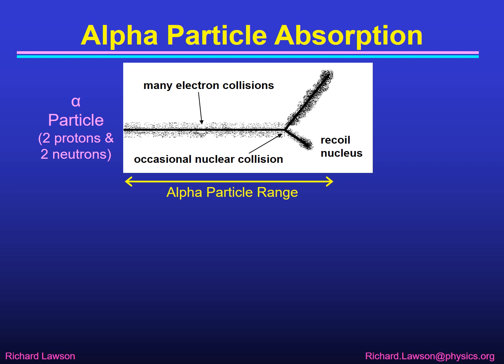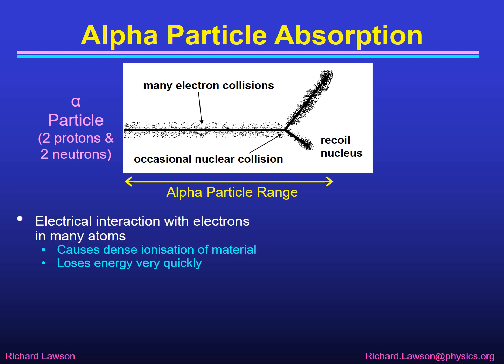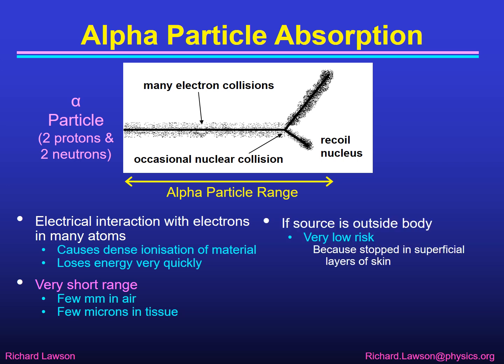But because it's losing energy and slowing down all the time, it will eventually come to a stop after a distance we call the alpha particle range. So you see the electrical interaction with electrons in many atoms in the material cause dense ionization, so the alpha particle loses its energy very quickly and therefore has a very short range. In fact, the range of the alpha particle in air is a few millimeters, and in human tissue just a few microns. That means that if we've got a source of alpha particles outside the body, it's a very low risk, because any alpha particles that do hit the skin will be stopped in the superficial layers of the skin, which are dead anyway, and so it doesn't cause any harm.